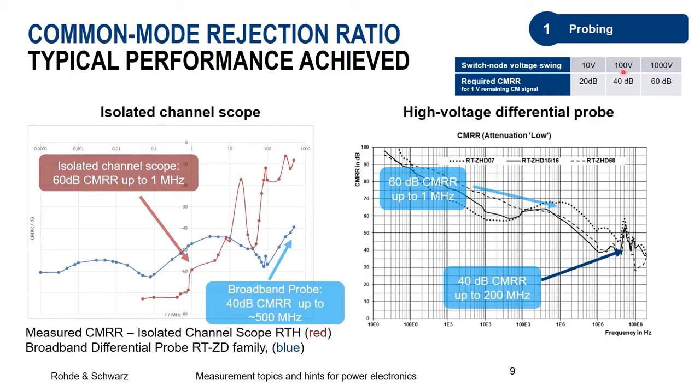Looking again at the switched mode voltage, you can see that this makes sense for voltages up to 100 volts, which exactly tells you that this is the application where such products might make very much sense. So considering converters or inverters working at maybe 48 volts maximum, broadband differential probes might be a very interesting choice for floating measurements.